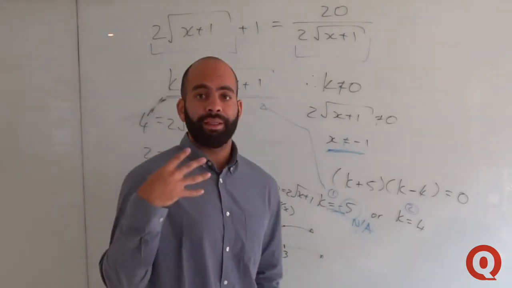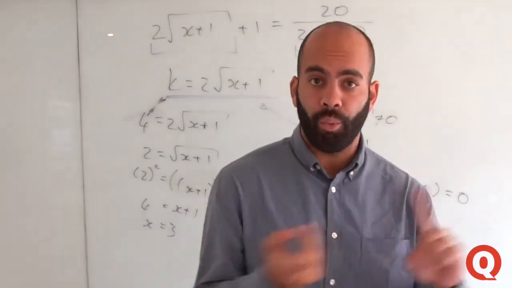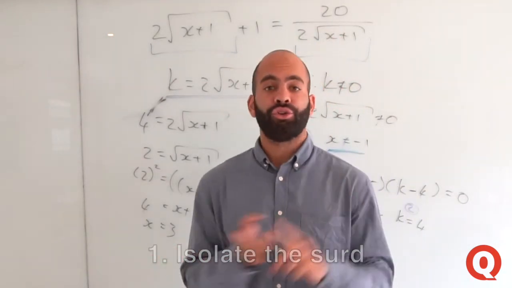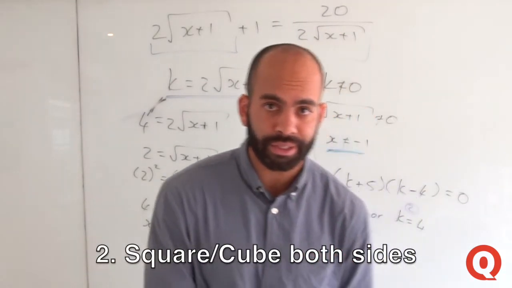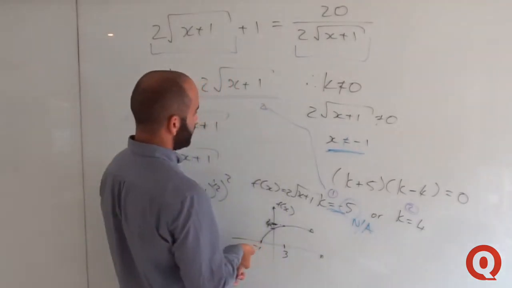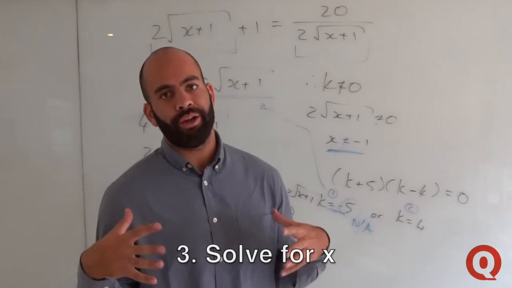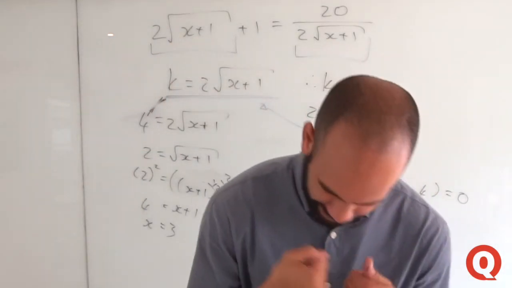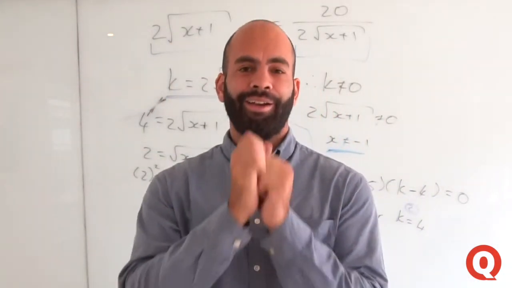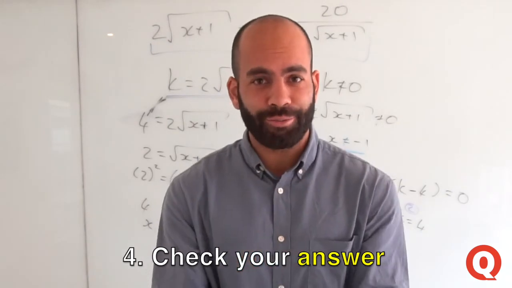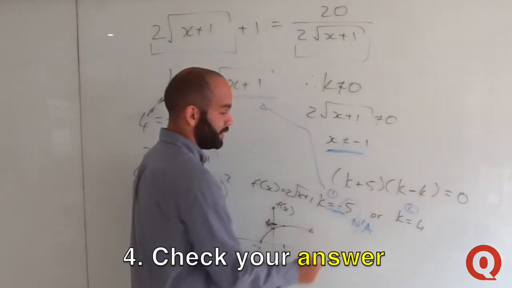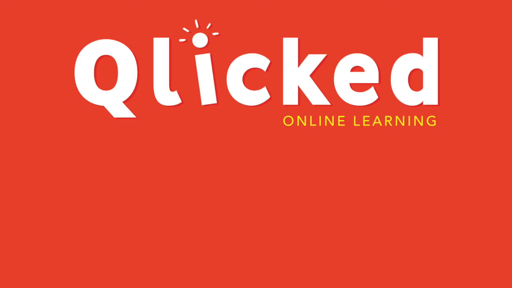So make sure that you remember the 4 steps. 1, isolate the surd. 2, square or cube root both sides. Then work with x or with k as if it was a normal equation. And last but not least, I cannot stress this enough, check your solutions and your answers, because sometimes you can have solutions that do not exist.